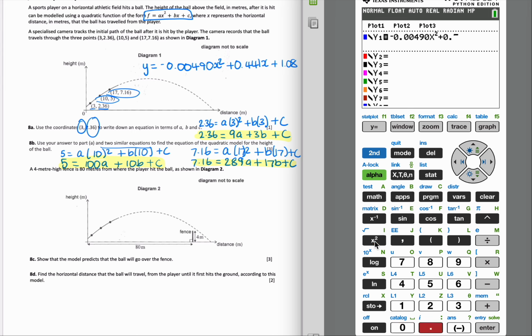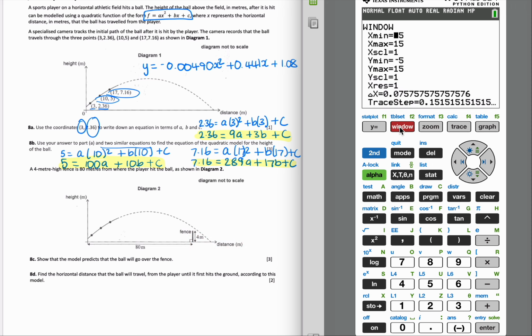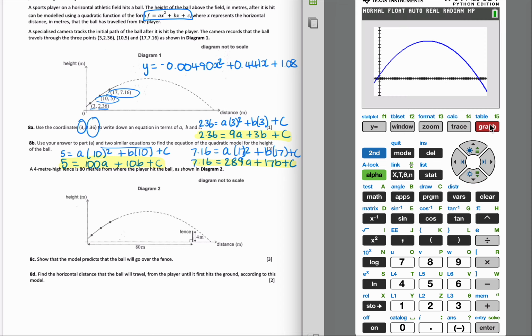plus 0.441 x plus 1.08. And if we graph this, now obviously our graph isn't looking at the right place. So we can see that ours goes from 0 to, well, it must be more than 80. So let's maybe set it to 100 for now. So on the x-axis, we need to go up to 100. Whoops, a bit too high. And let's try again. Perfect.